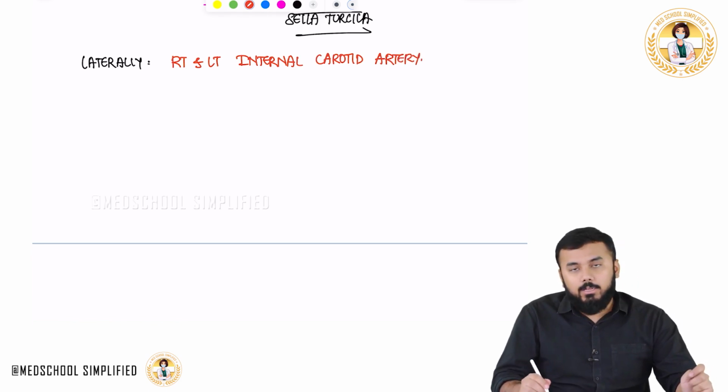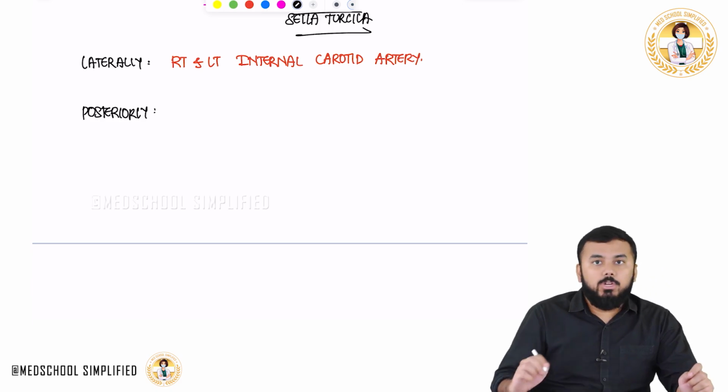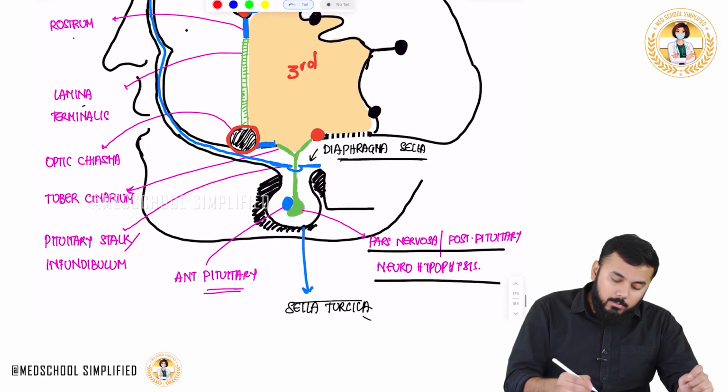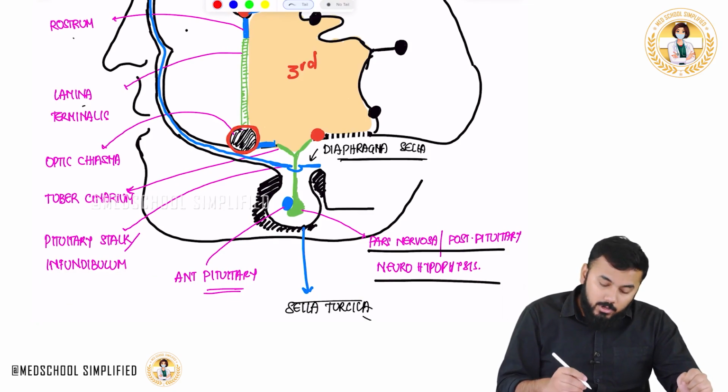Right and left internal carotid artery I have got. After this, posteriorly, what do I have got? Posteriorly, on the back. Okay, so posteriorly, what do you have got? Look here. If this is your optic chiasma, look here. Posteriorly, what do you have got?